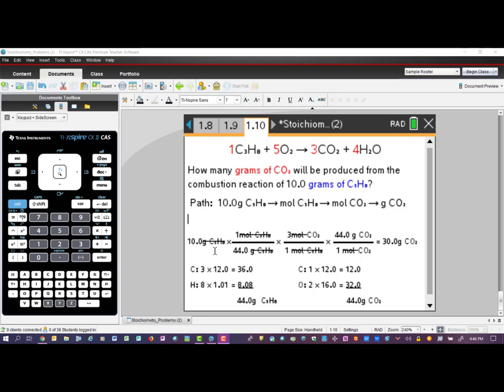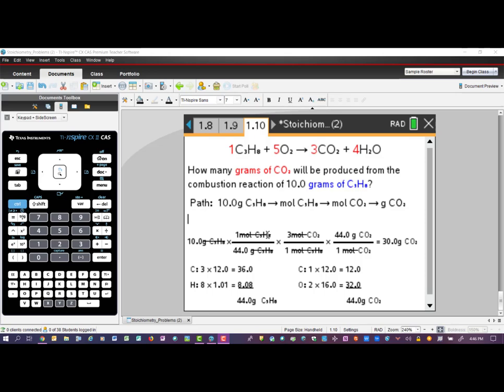So I started out with the 10 grams of propane, put the grams of propane on the bottom, in the denominator, in order to get rid of the original 10 grams of propane. And I'm going to go to moles of propane. So I need the molar mass. I calculated the molar mass to be 44.0 grams. So for every 1 mole of propane, you'll have 44.0 grams. Okay, I canceled those out. I was left with moles of propane.